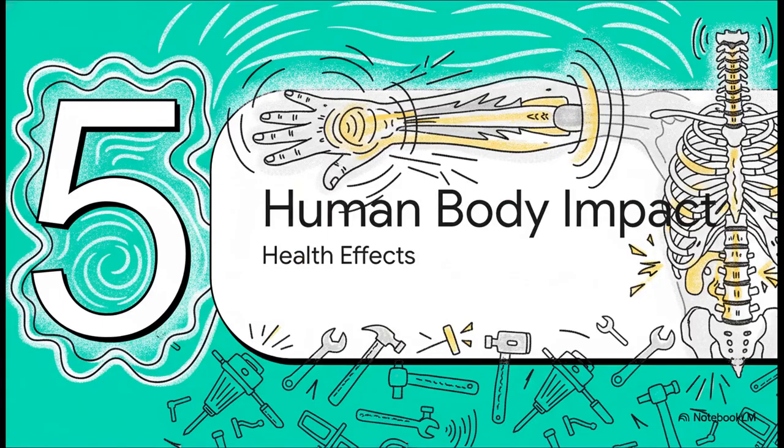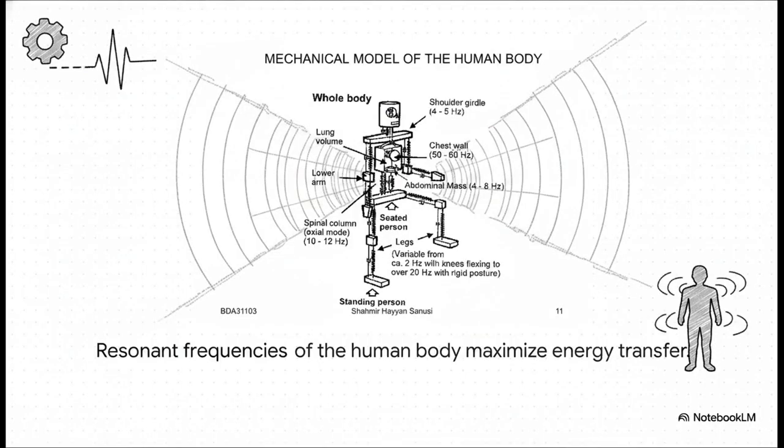Next up, Section 5, Vibration and the Human Body. This is where things get incredibly real. Think about the human body as a mechanical model. Just like a suspension bridge or a skyscraper, the human machine has specific regional resonant frequencies. For instance, a seated person's spinal column resonates in an axial mode at about 10 to 12 Hz. The shoulder girdle vibrates between 4 and 5 Hz. And incredibly, the entire chest wall will literally resonate wildly when exposed to vibrations between 50 and 60 Hz.